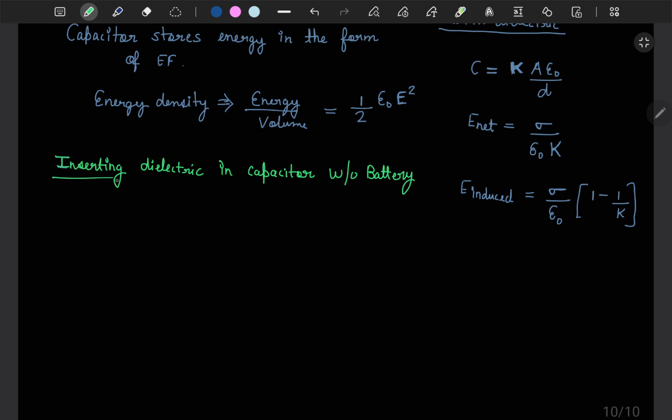What does the battery do? It maintains a constant potential difference across the capacitor. But in case of without battery, the capacitance will increase K times. So it will be K epsilon naught A by D. Electric field will decrease K times, so E will be E by K, sigma by epsilon naught K.